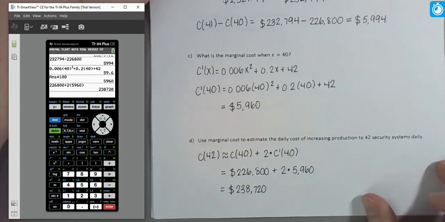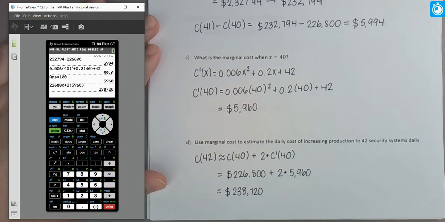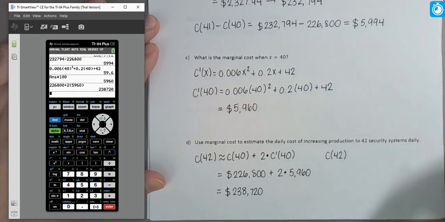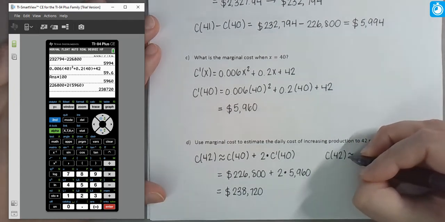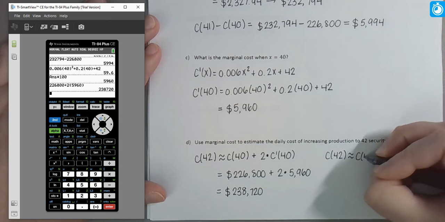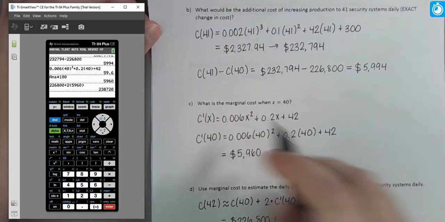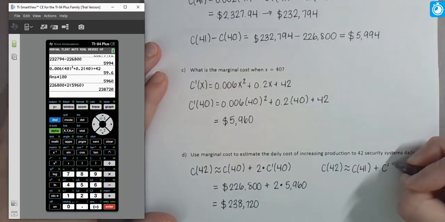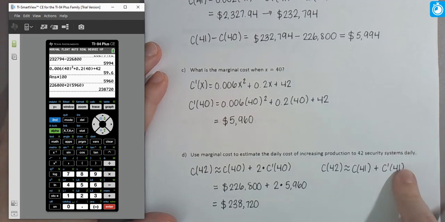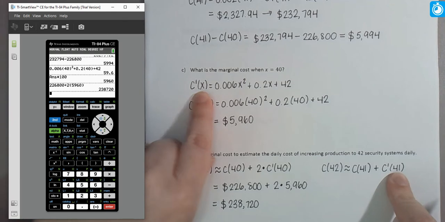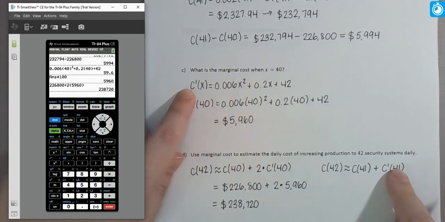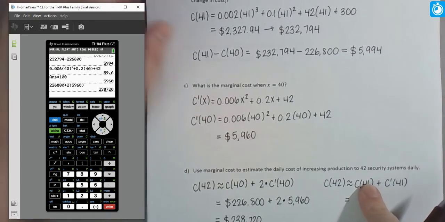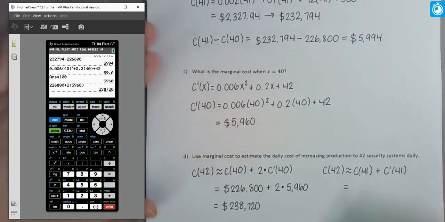Now I want to show you one additional way that you could calculate this so that maybe you get a value that's slightly closer. Another way to evaluate this using mostly values that we know would be to take the cost, the current cost at 41, since we did calculate that, and then add on just the marginal cost for 41. And we don't have that, but we can evaluate it because remember the derivative represents a formula for marginal cost regardless of the value we're talking about. So the total cost for 41, we determined that, so $232,794.